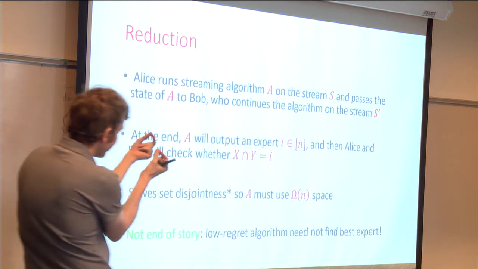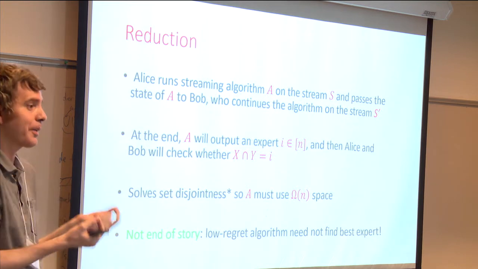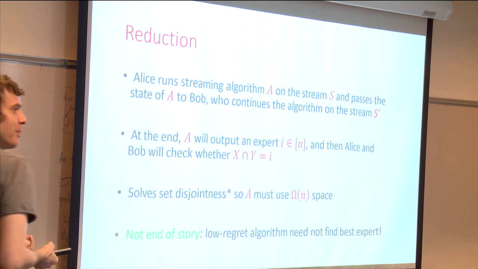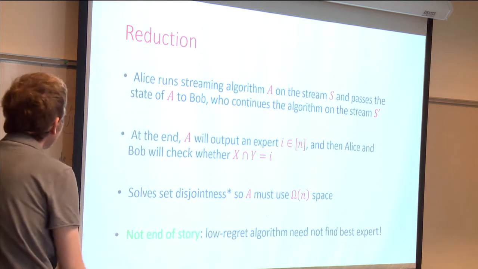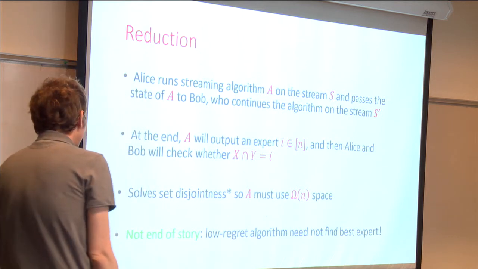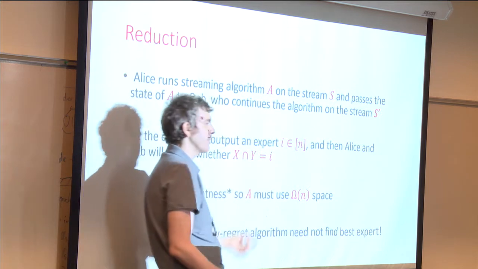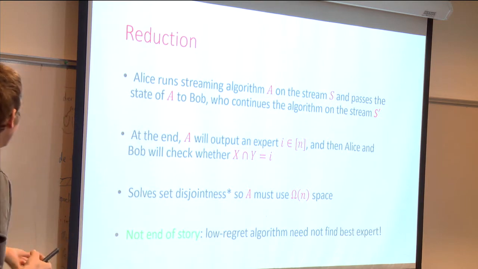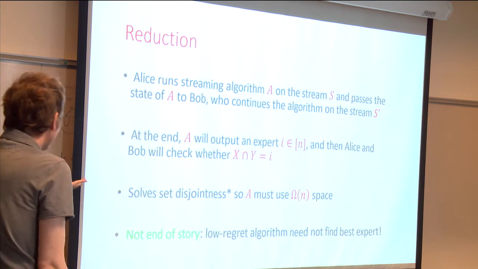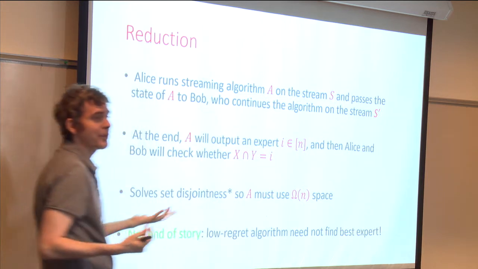And if there's an intersection, then that means there's an expert that was correct on both days. It was never wrong, or more generally correct on all t days if you do this copying thing I said. And so if you could identify the best expert, you'd get some index i of that expert, and you can just check if that corresponds to an intersection, with negligible additional communication. So you solve set disjointness, and so your streaming algorithm needs Ω(n) memory.